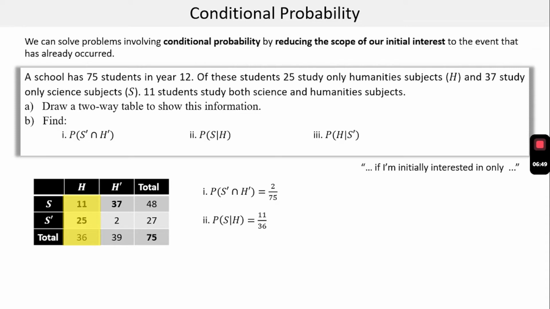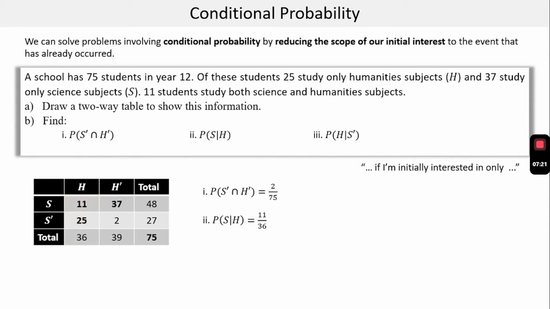The way I would read this probability statement, I'm going to use this phrase that I've got on the screen. The probability somebody studies a science subject if I'm initially interested in only the people who study a humanities subject. 11 out of 36.